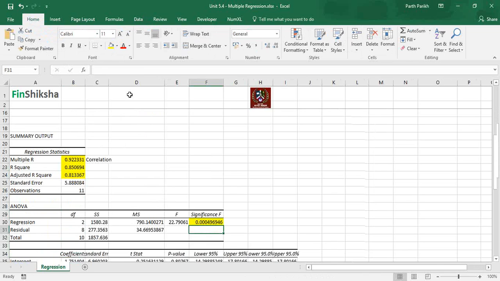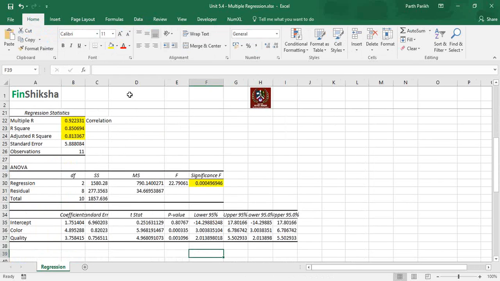It's perfectly okay. Now, in the previous example, which was simple linear regression, we had a p-value, and we had only one variable, right? So we had p-value equal to significance F value.